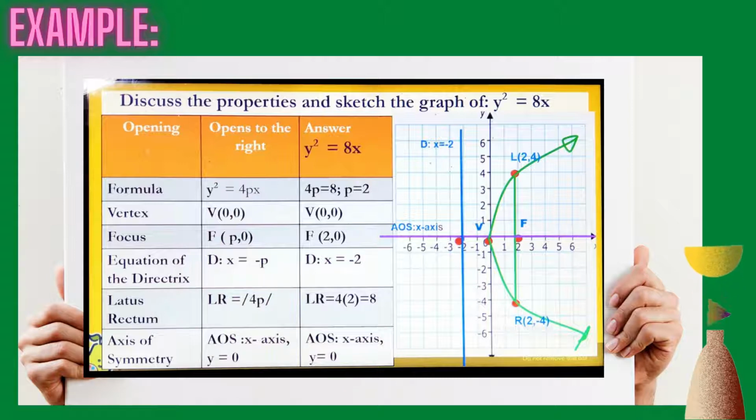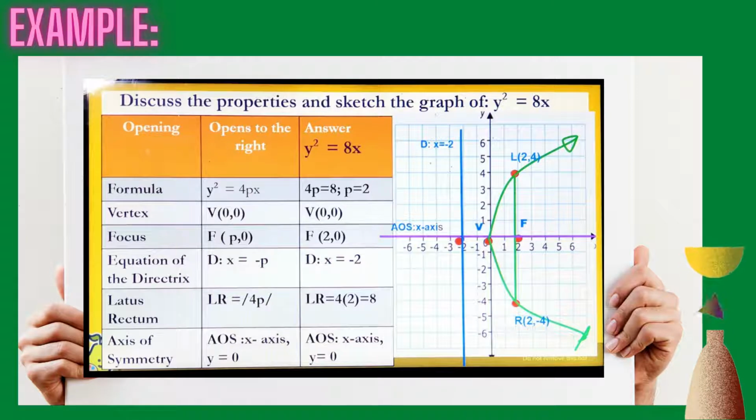Complete the table. So vertex at (0, 0). Replace p with 2. Focus at (2, 0). Equation of directrix, x equals negative 2. Latus rectum, multiply 4 by 2, so the latus rectum is 8. And the axis of symmetry is x-axis and y equals 0. So using the given coordinates on the table, we can now plot the points to draw the parabola.